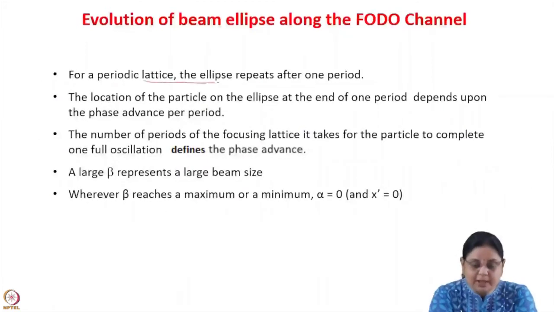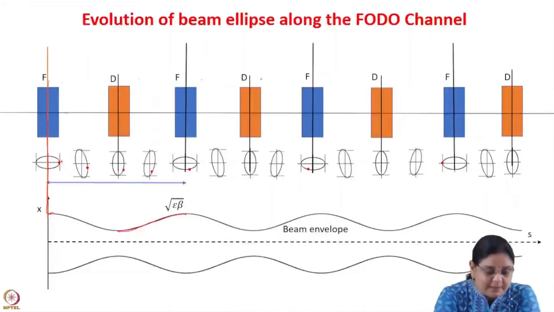So for a periodic lattice, the ellipse repeats after one period. So you can see here, this is the beam ellipse at this location, and how the ellipse is evolving as the beam moves in this focusing lattice. Now at the end of one period, we can see that the ellipse repeats itself. So it is evolving along as S is changing, but at the end of one period the ellipse repeats itself.